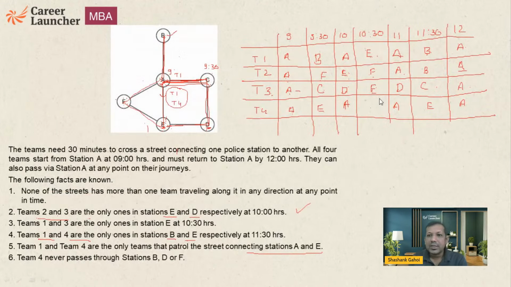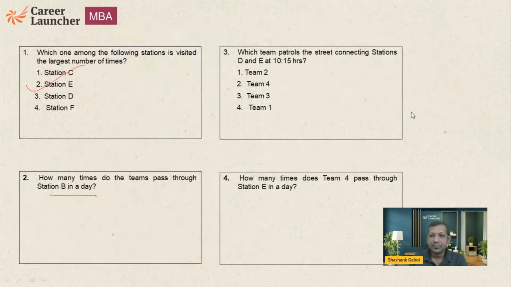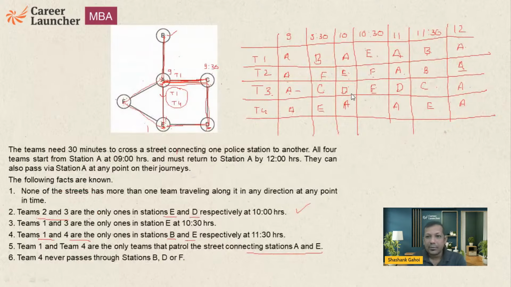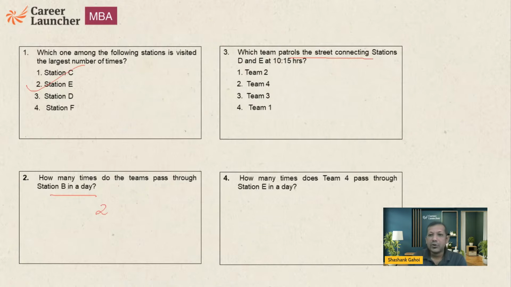Got the answer. How many teams pass through station B in one day? Station B, one day. So that is T1 and T2. No other team. So the answer of this question is going to be 2. Which team patrols the street connecting D to E at 10:15? D to E, that must be team 3, because at 10 o'clock it is at D, and at 10:30 it is at E. So from 10 to 10:30, it is going from D to E. So that is going to be team 3.